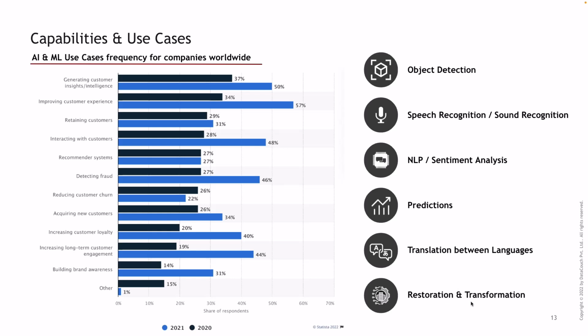Then another use case is restoration and transformation. So how do we restore and transform? It's very common in the manufacturing domain where we want to transform a product from one state to another state through domain specific use cases.